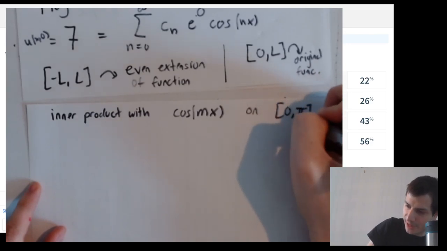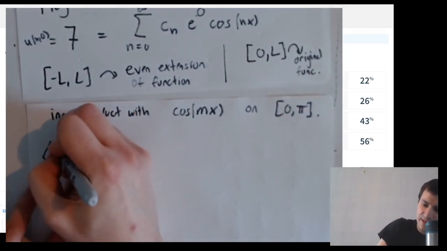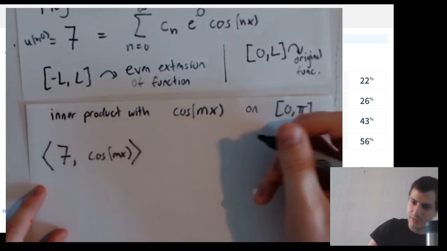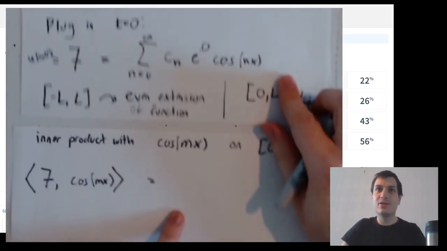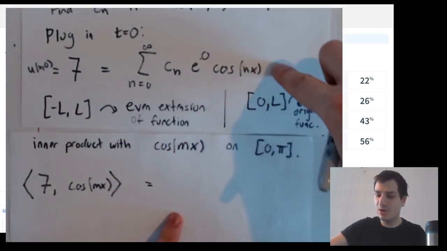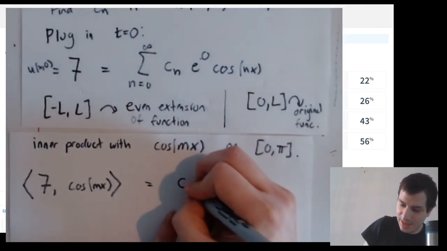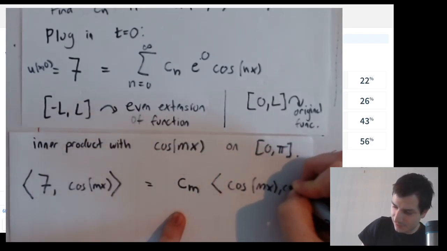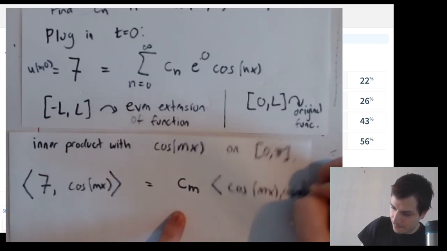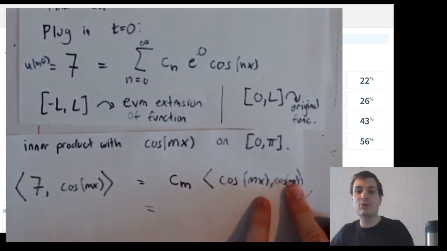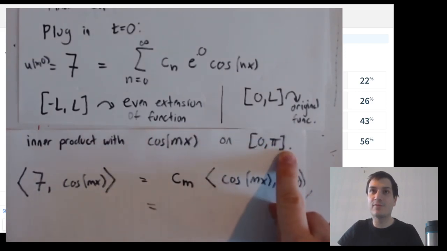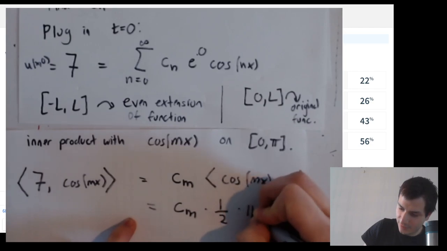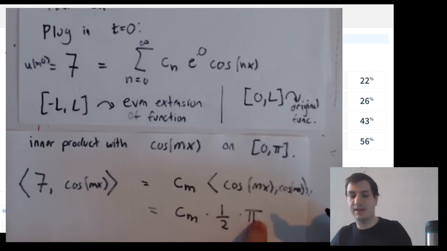I'm going to work from 0 to pi. So the left-hand side is the inner product between 7 and the cosine of mx. And the right-hand side, when you do this sum, because the cosines are orthogonal, you end up with cm times the inner product of cosine of mx with itself. I know that this is the integral of cosine squared from 0 to pi. That's cm, average value half. Length of the interval is pi. So cm times a half times pi.